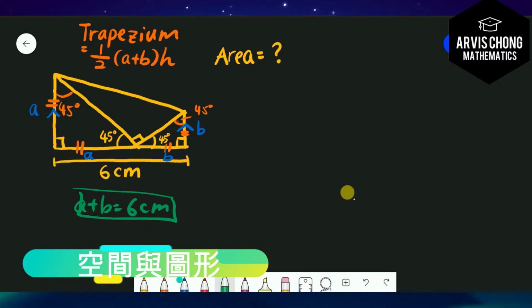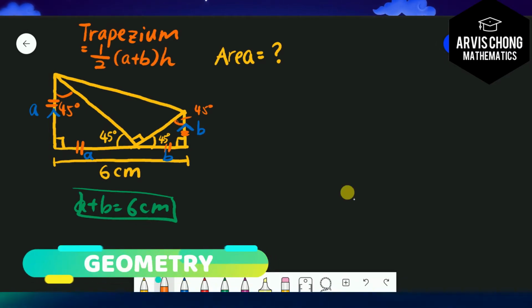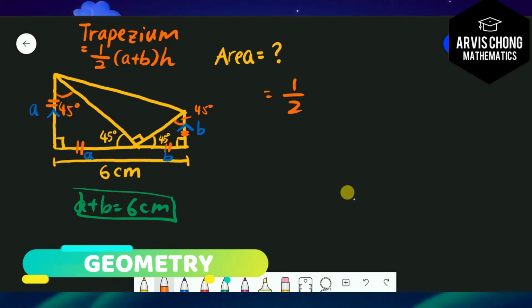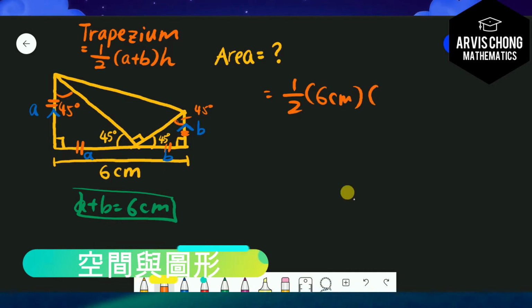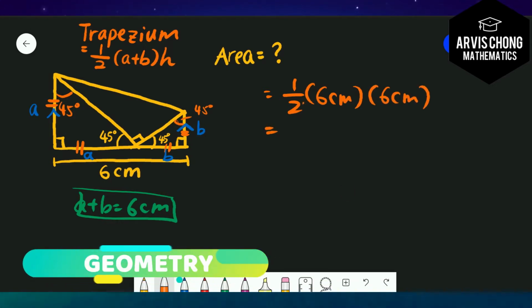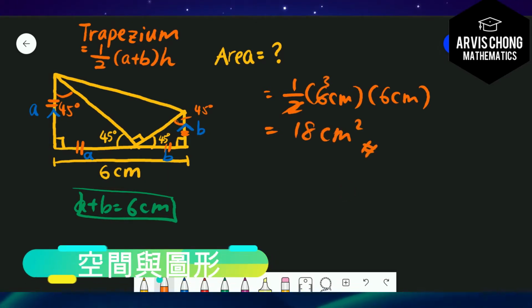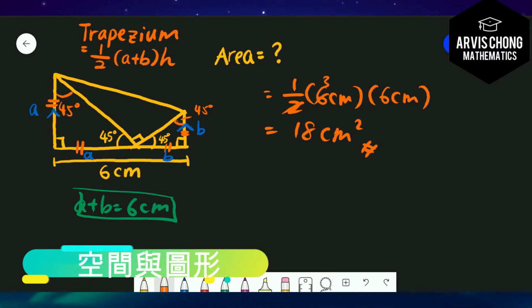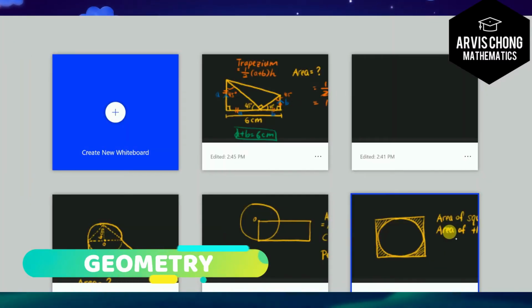Let's start to apply our formula. Area equals half times (A plus B). A plus B here is 6 cm, and the height is also 6 cm. So our final answer will be 18 cm squared. This one seems very easy, right? Let's move on to the next example.